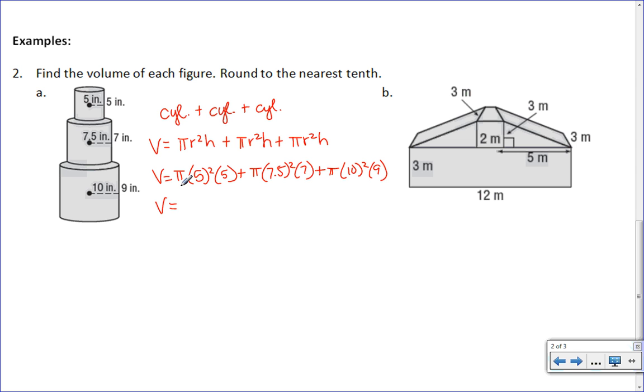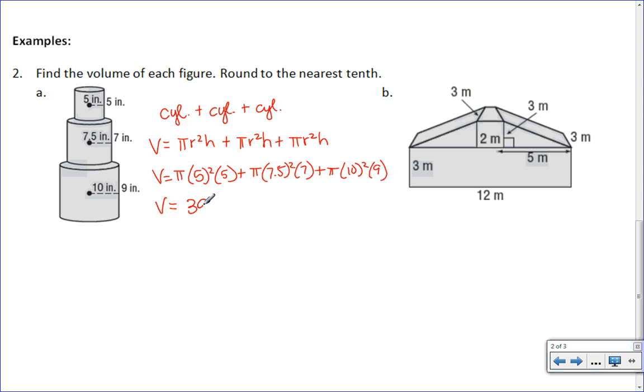Now, I like to find the volume of each of these separately and then add them together. You can do it in one step if you put it all in the calculator at once, but it's a little bit better to find each one separately. That way, if you made a mistake, you can go back and check each one individually.